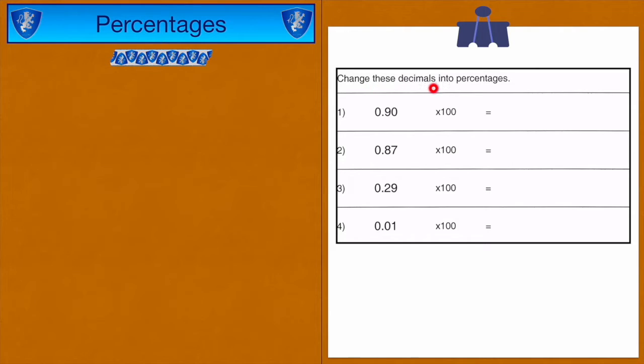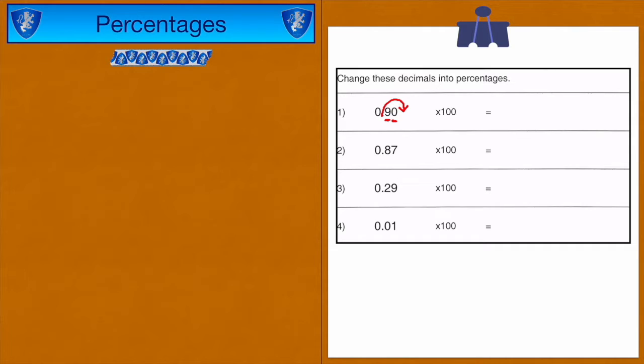Now the first thing we're going to be doing is changing decimals into percentages. And the very simple way to do that is to times by 100. Now because we're timesing a number with a decimal point in by 100, if you remember, the numbers move to the left as the number gets bigger. So what we would be doing is we'd be moving the 9 and the 0 to the other side. But an easier way to think about that is to just think that your decimal point ends up at the end of the number like that.